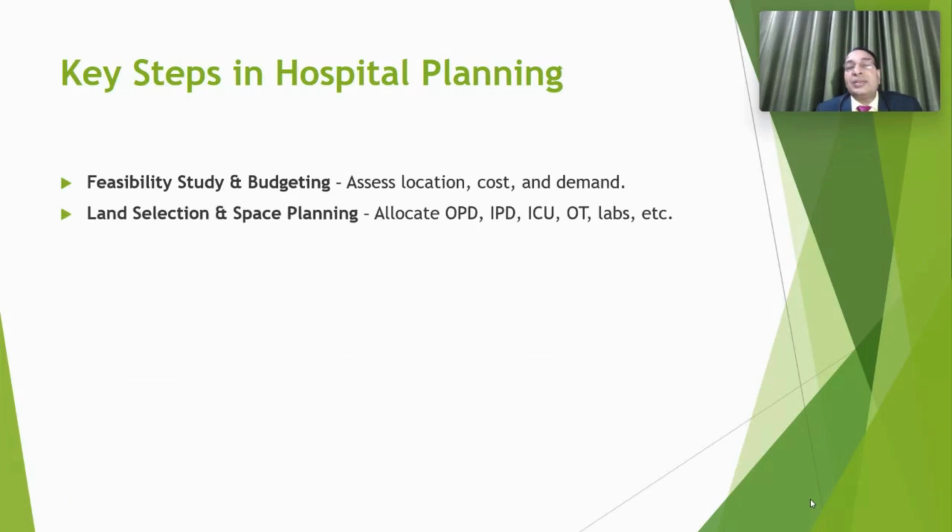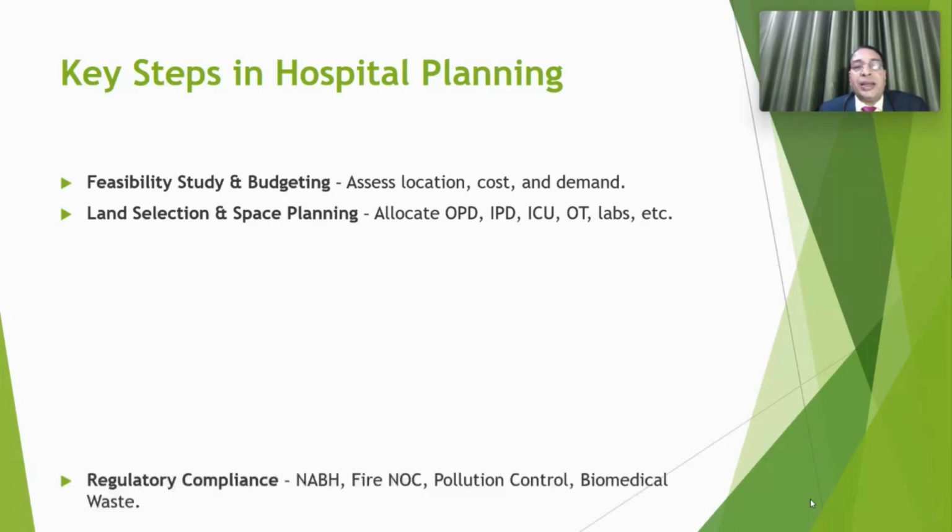Then land selection. Where should your dream hospital be? It should be accessible by all transport ways like road, rail, or car, so that patients can reach your hospital easily. And you have to do proper space planning also, like allocate OPD, IPD, ICU, OT, and labs. If you are planning for a cath lab or dialysis unit, you have to allocate space accordingly.